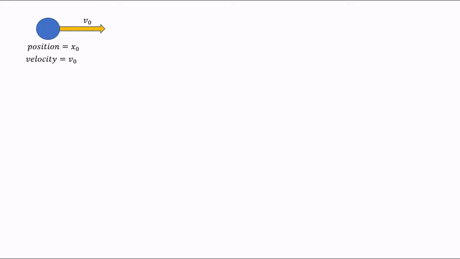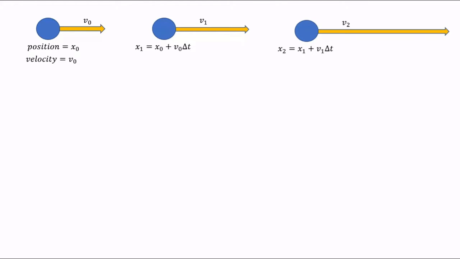We find the position of the object at the next moment in time, which I will call x1, by multiplying the velocity by some small time step and adding the result to the previous position. We then do this again at the next moment in time, and so on and so forth until we get to the moment of time that we are interested in.